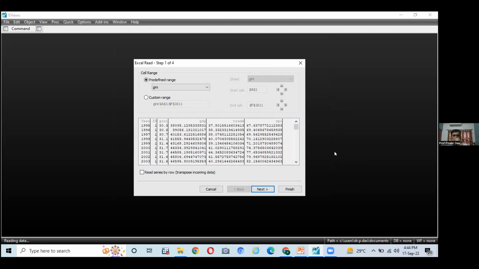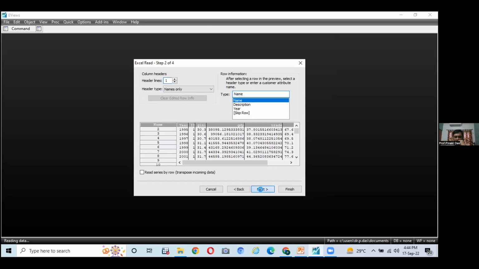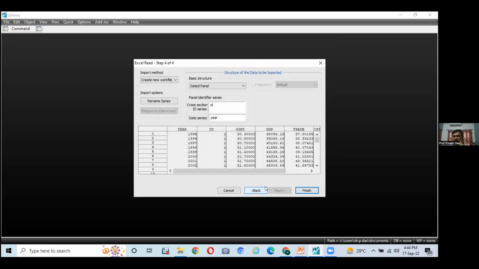When we import the data, we must remember that we declare the data set to be a panel data structure. That can be done here. It is a 1 to 4 steps methodology to import the data from the MS Excel file into a workable EViews file. In the fourth step, there is the option to declare the data set to be panel data. Among the different alternatives for the basic structure of the data, a particular alternative is available as dated panel. Dated panel is used to declare the data set to be panel data.